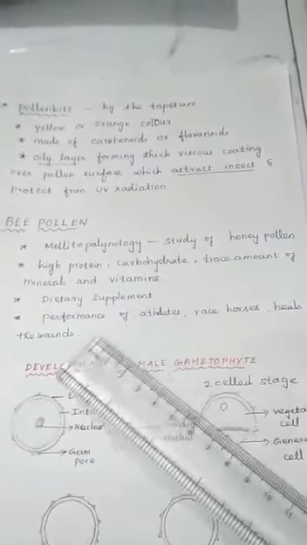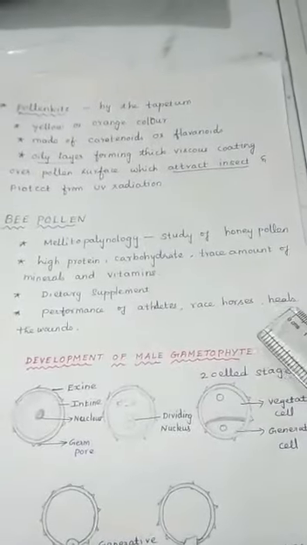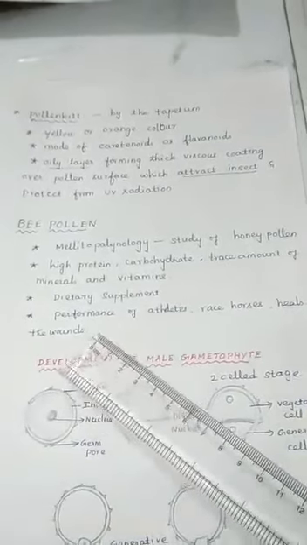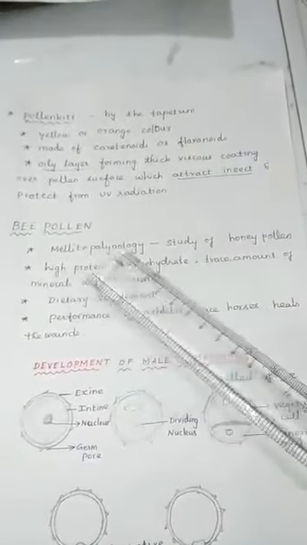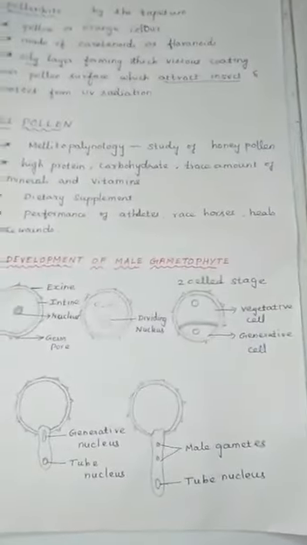It is used for increasing the performance of athletes and race horses and even it is helping for healing wounds. Which one? Bee pollen. The study of bee pollen is melitopalynology. Next, development of male gametophyte.